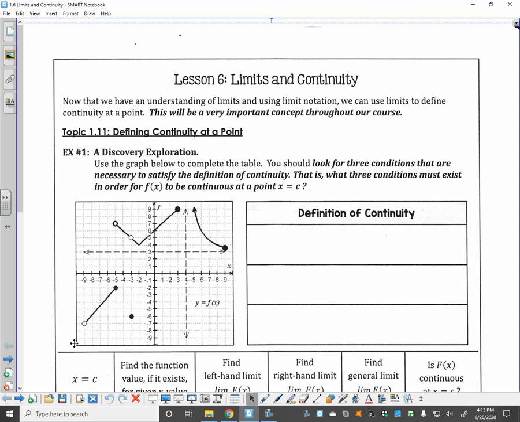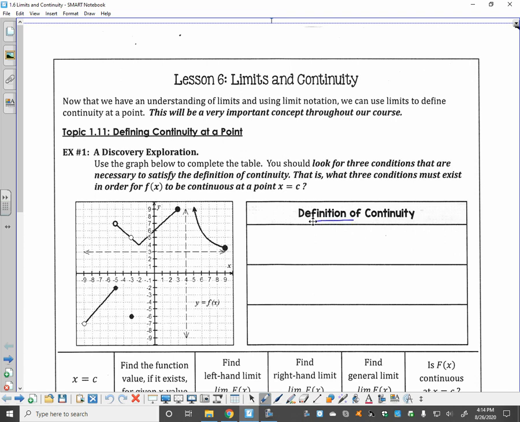Okay. Defining continuity at a point. Use the graph below to complete the table. You should look for 3 conditions that are necessary to satisfy the definition of continuity. That is, what 3 conditions must exist in order for f of x to be continuous at point c? So here is your definition of continuity. It has 3 parts. You have to always have all 3 parts, and you cannot skimp corners.